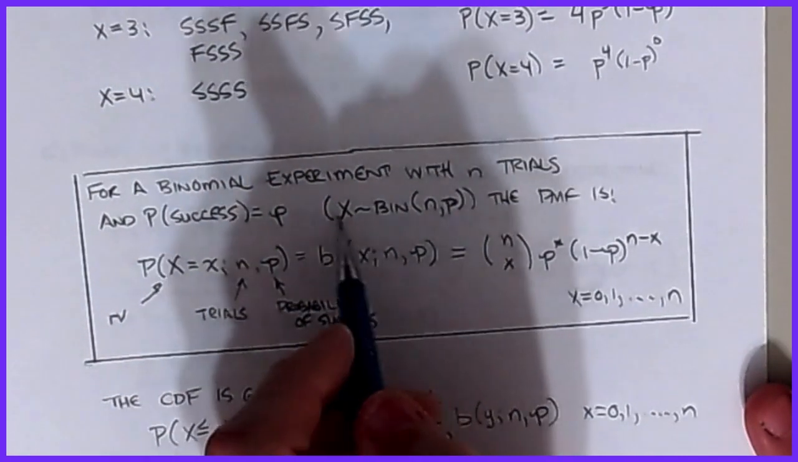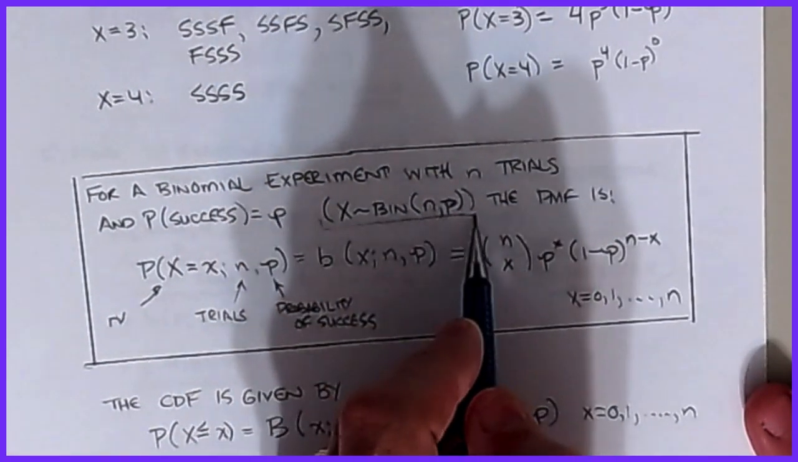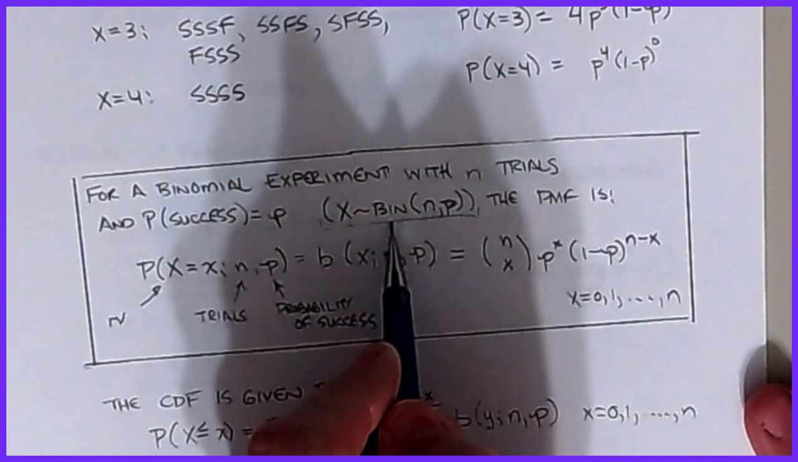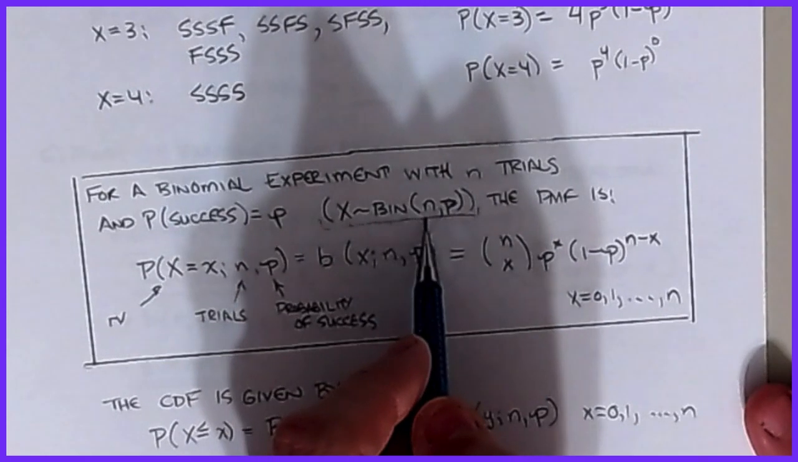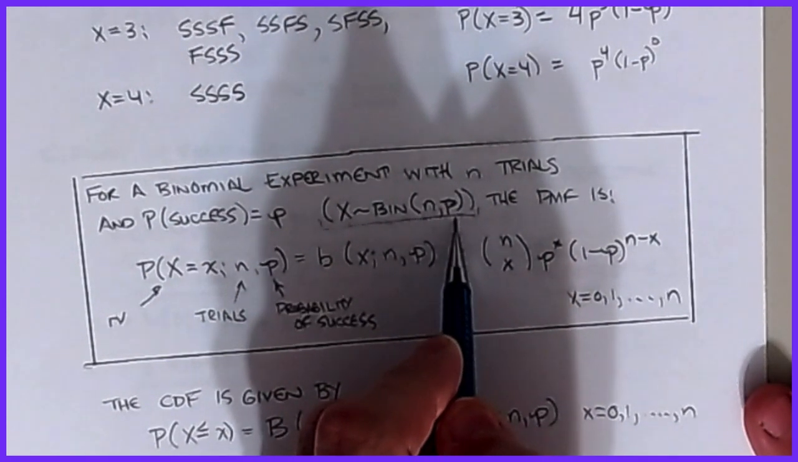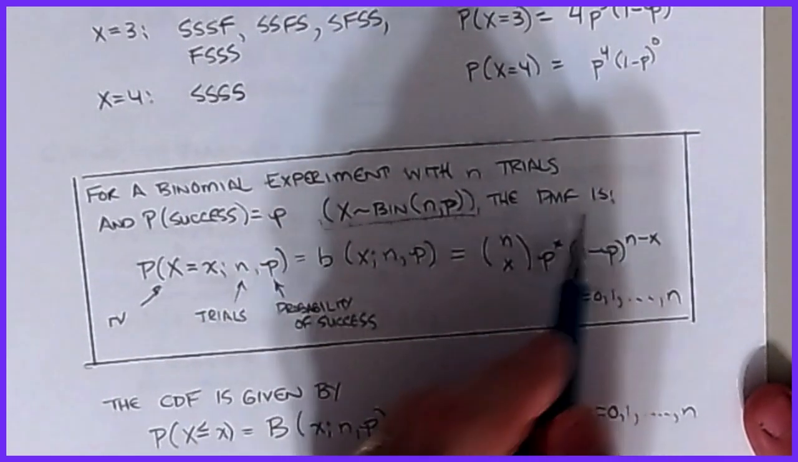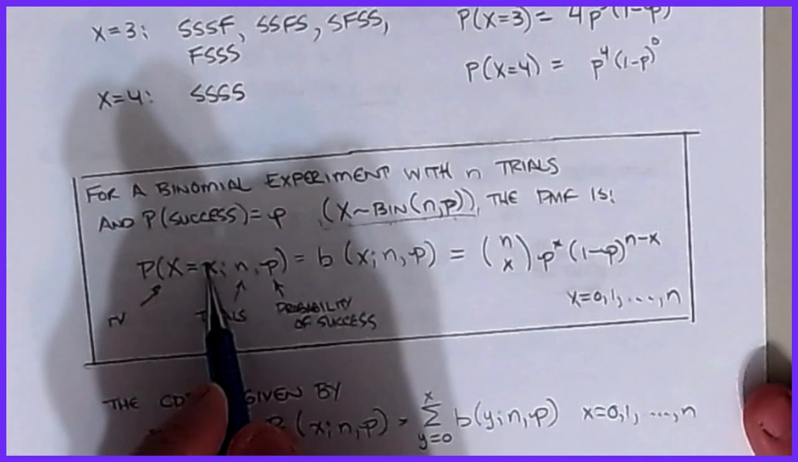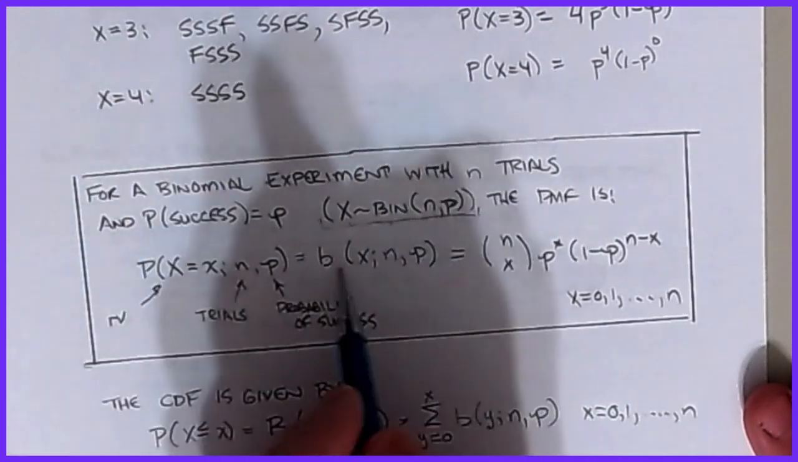Okay, and so I'm going to write my notation as this. This basically says that the random variable x is binomially distributed with n trials and a probability of success of a certain value p. Okay, the PMF then is given by this, again, writing it a little bit differently. X is some value, n and p.